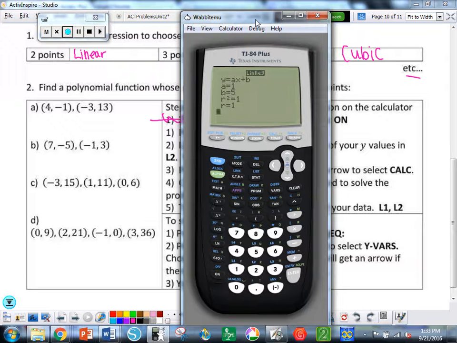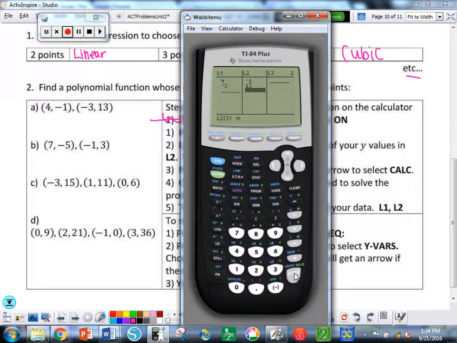So how do I get to my list? Stat, edit. In my L1, what will I put? I'm just going to start calling on people. Aaron, what do I put in L1? Okay, what are they on part A? As long as, if I put -3 first, I've got to be putting 13 by it, so put them together. If I put 4 first, next to the 4, my y value is -1. Next to the -3, my y value is 13.